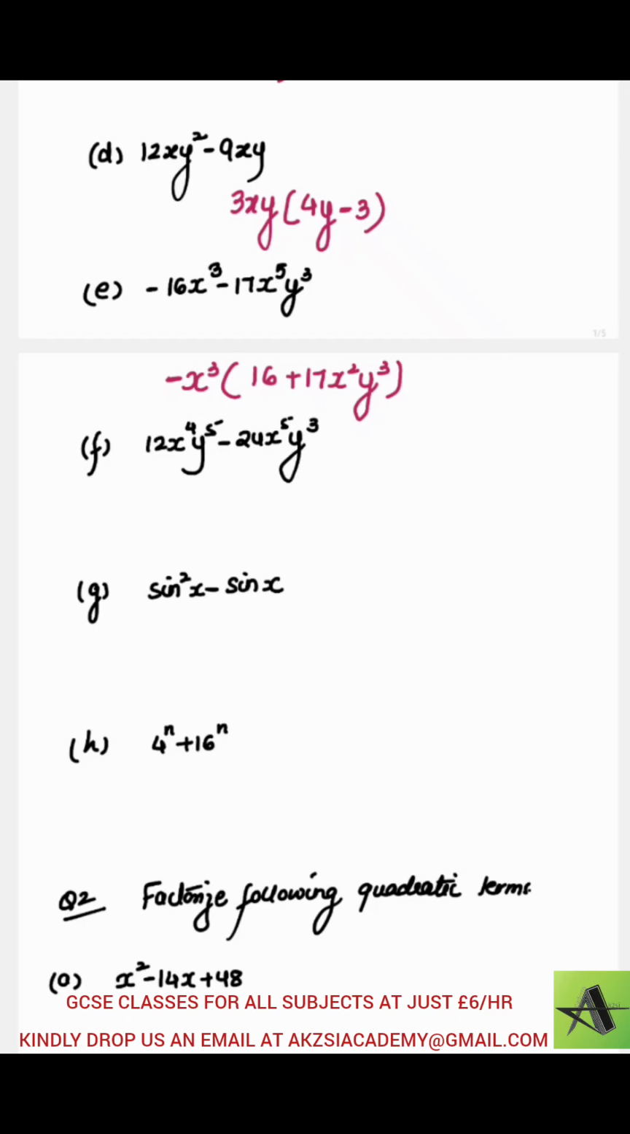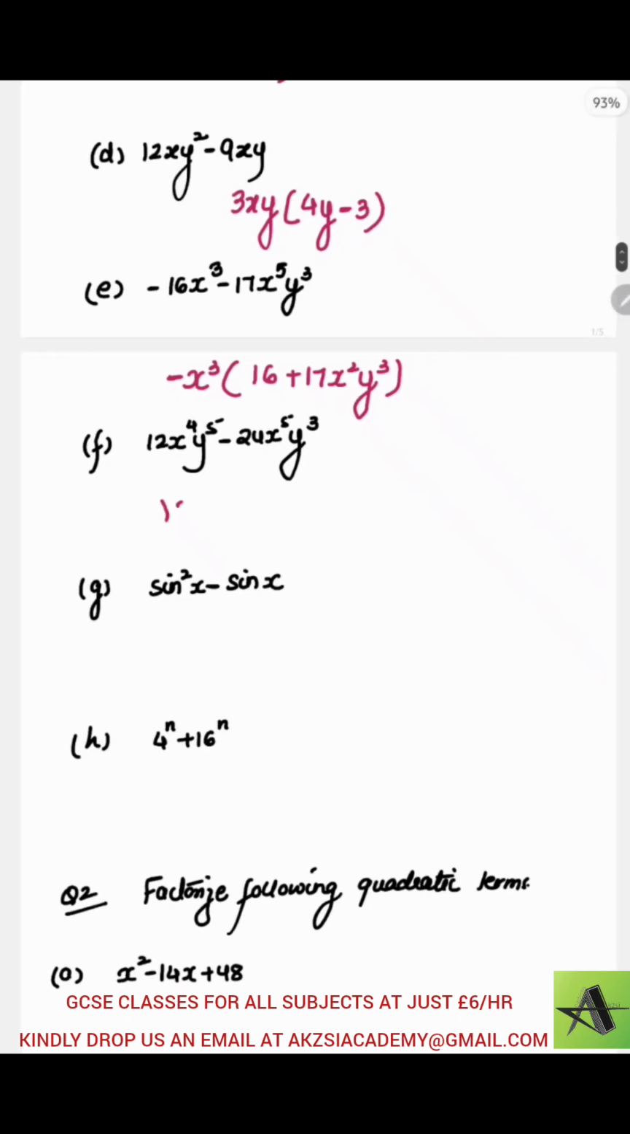In this case, we cannot factorize it further, so leaving it like this. Moving on to the next one, following the same instinct, that means taking out something as common. I can clearly see 12 is common. x to the power of 4 is common, the smallest power you can take out as common. So out of x to the power of 4 and x to the power of 5, the smaller one is x to the power of 4, and you can take out as common.